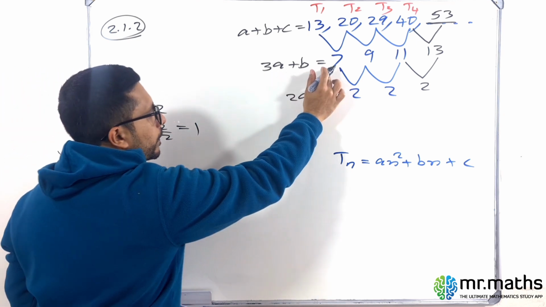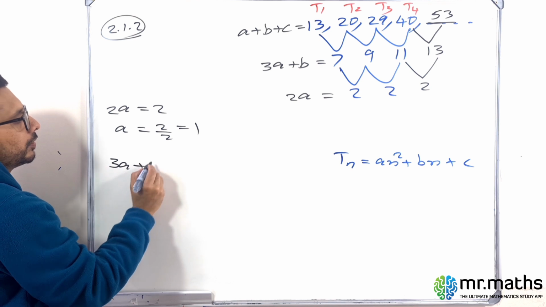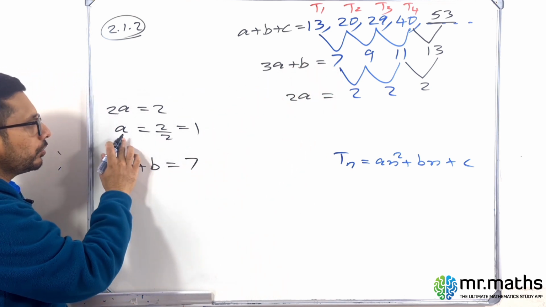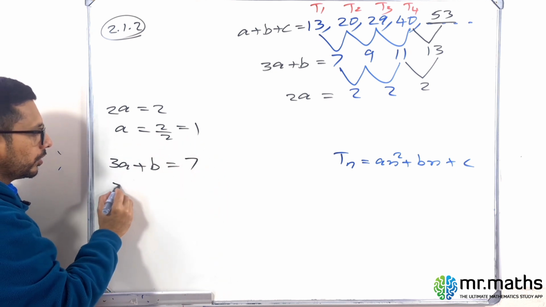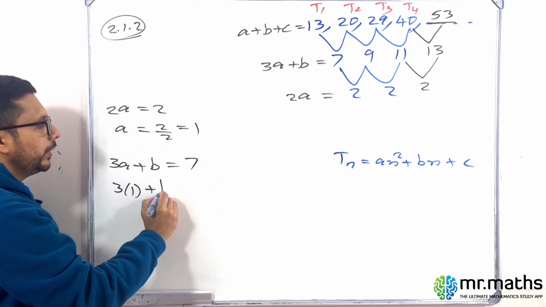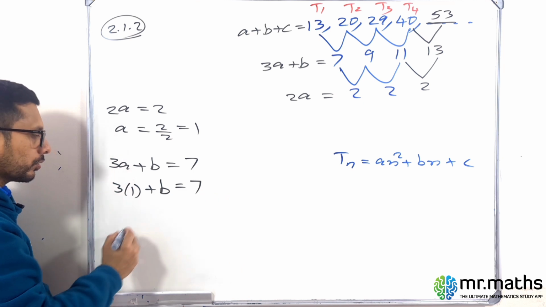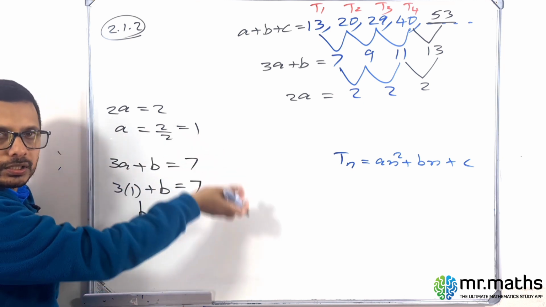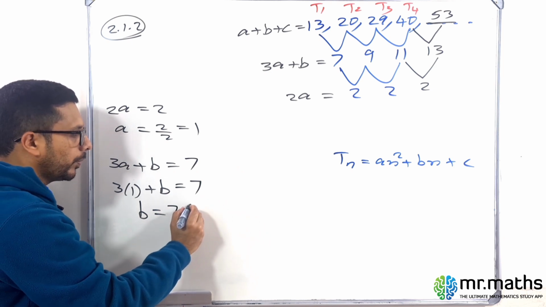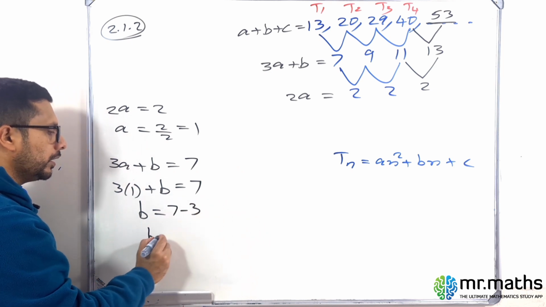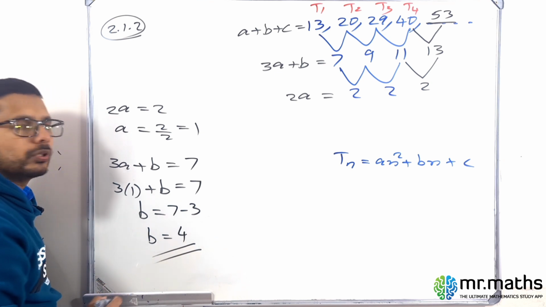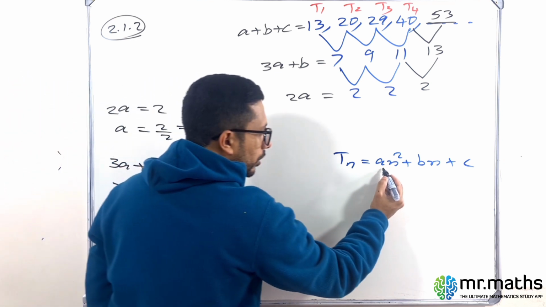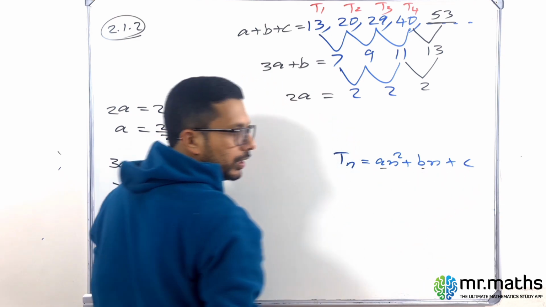Now take the second one. 3a plus b is equal to, what's the number? 7. So what is the value of a? It is 1. So it is 3 into 1 plus b is equal to 7. So from here, what is b? 3 times 1 is 3. So if I take that 3 to the other side, it is minus. So it is 7 minus 3. So b is equal to 7 minus 3 is 4. So the value of b is 4. Now what we have to find? So we got the value of a and b. Now we have to find c.